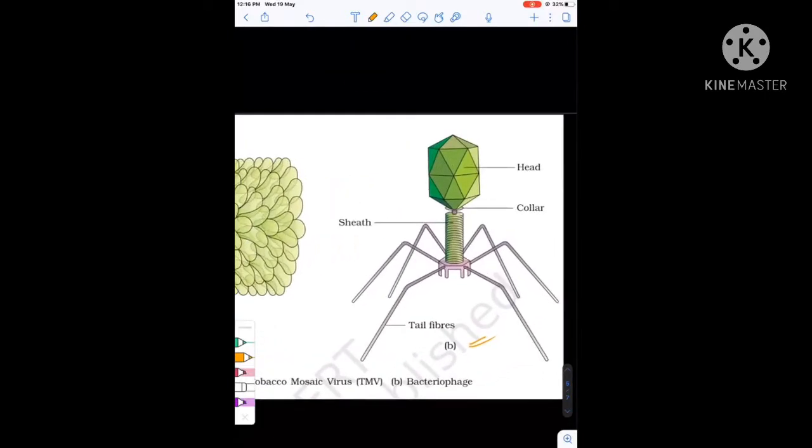And in the bacteriophage, the whole structure is important. You have to remember, this is the head, this is the collar, then this is the sheath, and these are the tail fibers. You have to remember the whole diagram because in the question paper you have to identify. It can be given as A, B, C, and D. So remember this diagram. Okay.